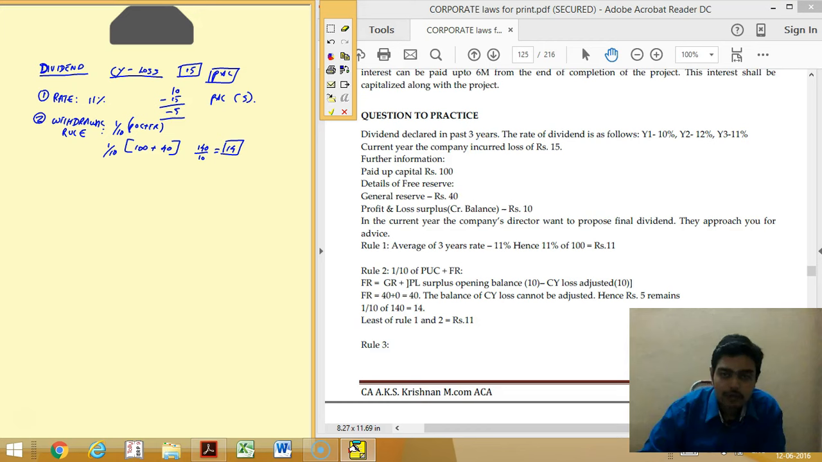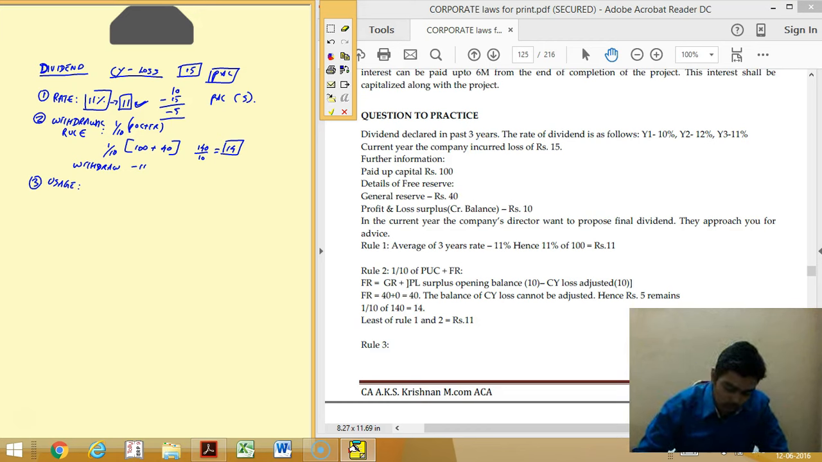So 14 rupees is available for withdrawing, but 11% only dividend can be declared. That means 11% on 100 is equal to 11 rupees. So 11 rupees dividend can be declared, but 14 rupees is available for withdrawal. So withdraw only 11 rupees.